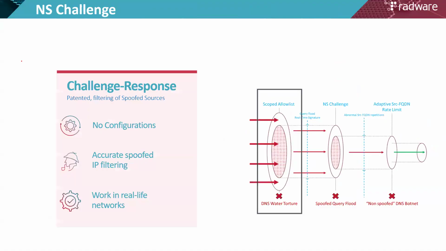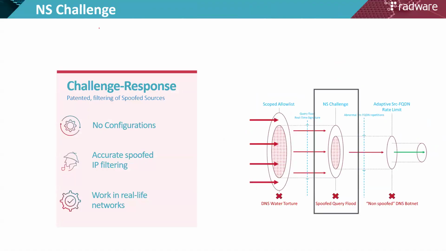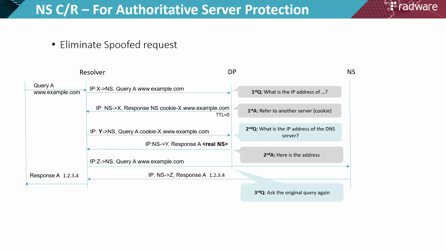Next is the name server challenge. Now this is applicable only for authoritative name server. Okay, and this is a challenge response mechanism where we are challenging the client and they need to perform the challenge and send us an appropriate response. Only if we get a response, we'll be allowing the traffic to pass through to the actual name server. So it works something like this.